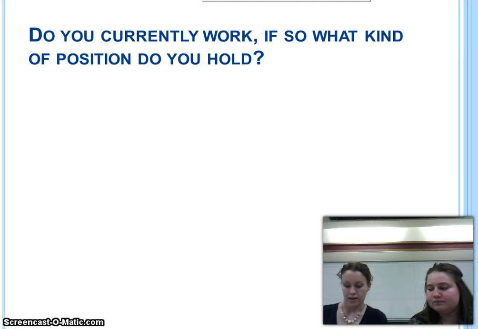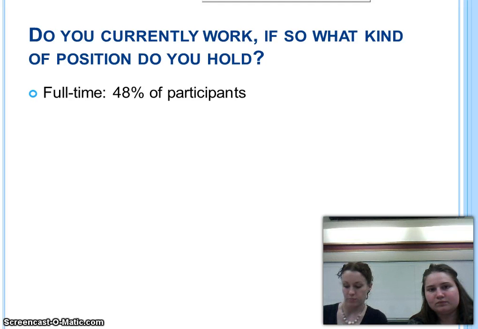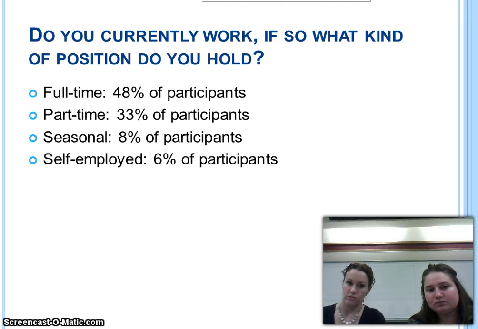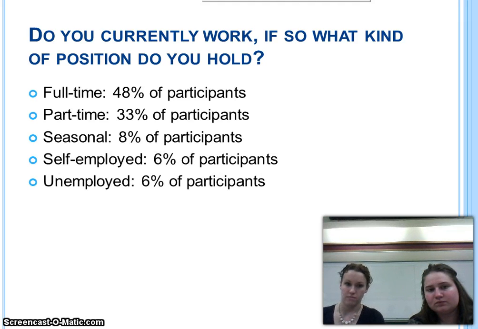For our next question, we asked, are you currently employed, and if so, what type of position do you hold? 25, or about 48% of the people who responded, said they worked full-time. 17, or 33%, said that they were working part-time. 8% said that they only worked seasonal jobs, and 3% were sadly unemployed.